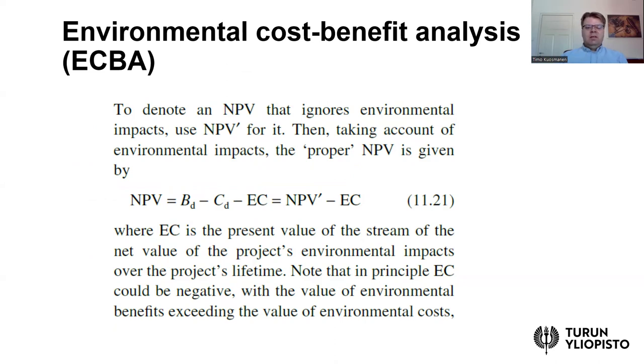This slide just tries to extend it: what do we do if we have the net present value of the environmental impacts? We can think about taking these environmental impacts separately. If we think of B_D and C_D as economic benefits and economic costs, then EC in this formula is the stream of environmental impacts. In some sense, expanding economic cost-benefit analysis to environmental cost-benefit analysis simply means that we also take into account these environmental impacts. And notice that it's also possible to calculate or separate this environmental part from the economic cost-benefit analysis. An important point on the slide is also that this EC part, the environmental impact, could be positive or negative.